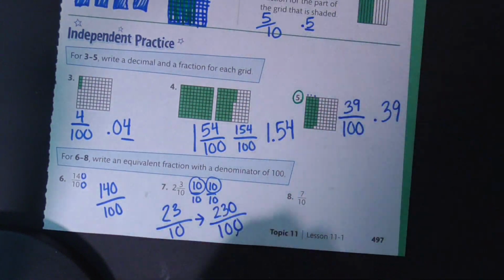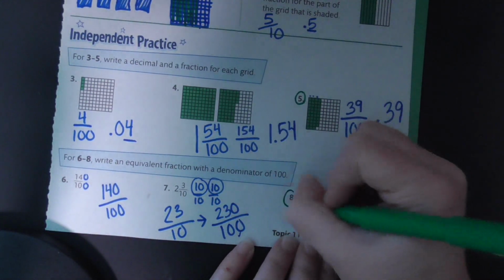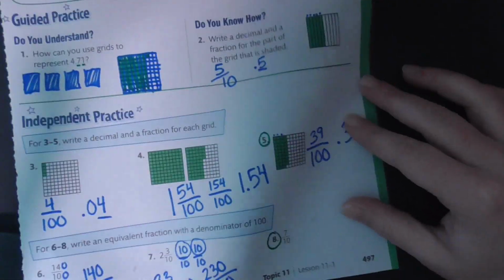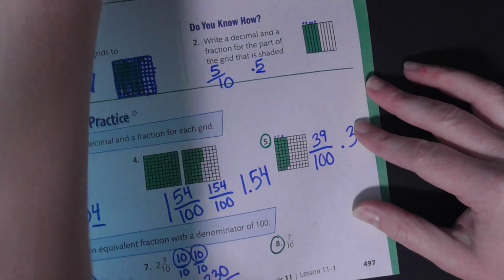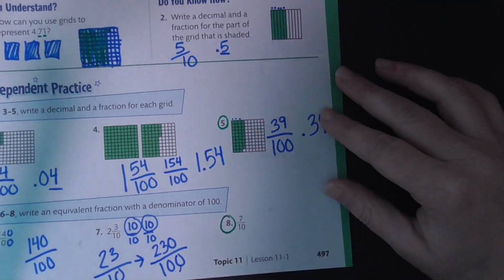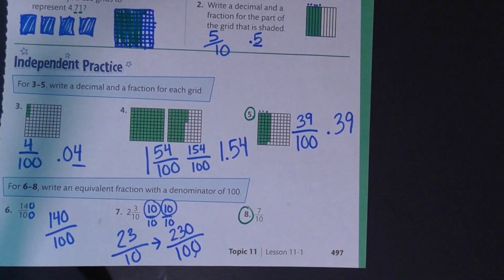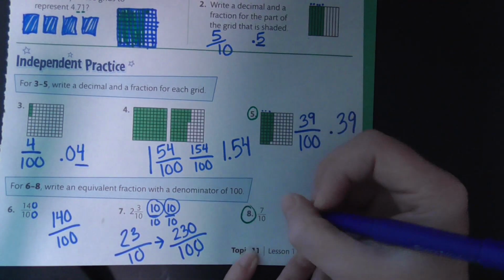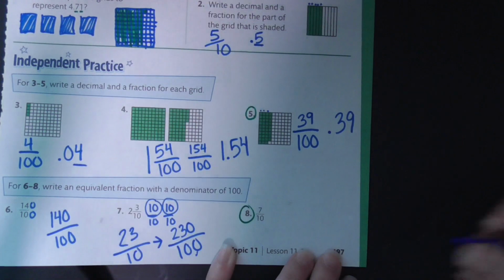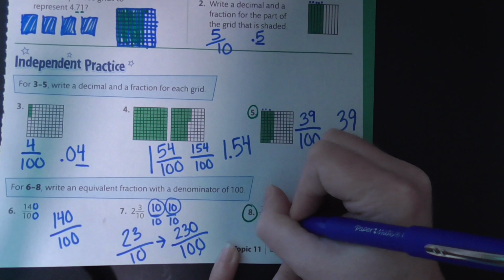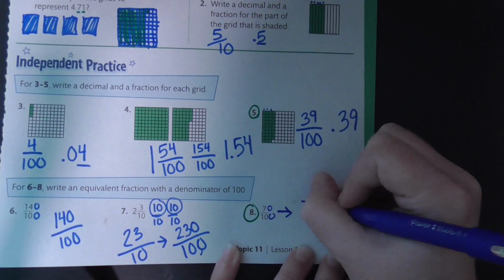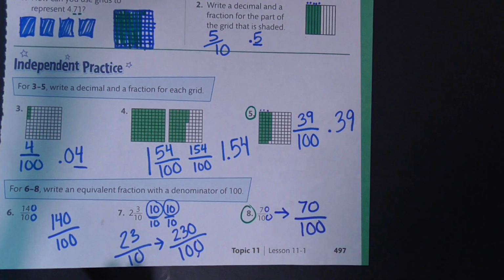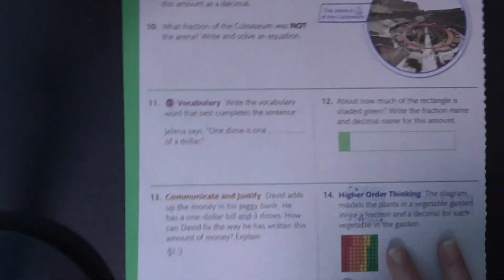Okay, number 8, 7 over 10. I want you to go ahead and try this one on your own, and when you're ready, unpause the video and come back, and we will do it together. All right, my friends, so for 7 over 10, hopefully all you did is add a 0 to the end, making this 70 over 100. Okay, go ahead and flip the page.